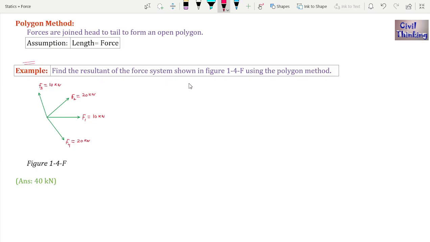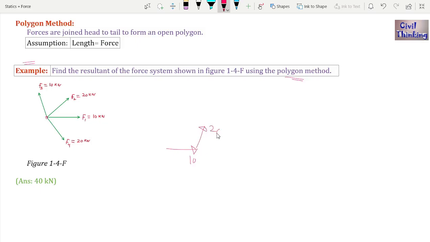You will understand this with the help of this example. Find the resultant of the force system shown in figure 1.4f using the polygon method. This is a concurrent system, as you can see they are all intersecting at this point, right? And how to find the resultant using the polygon method? We will join the forces. For example, this is F1, F1 is 10. Then we will join the tail of F2 to the head of F1, for example like this.